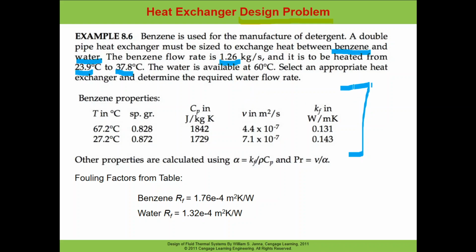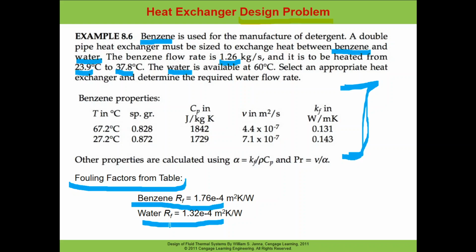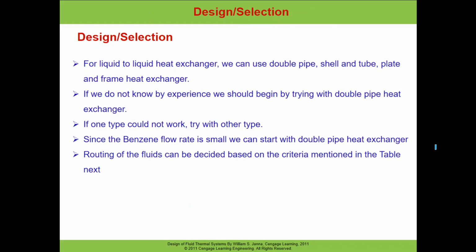Okay, so we can find the properties from the table at the mean temperature, and then we see what the fouling factors are for benzene and the other fluid, water. The fouling factors we can also note from the table: the benzene fouling factor is this and the water fouling factor is this. So how can we proceed in this problem, and what are our design criteria, design procedure and its steps?